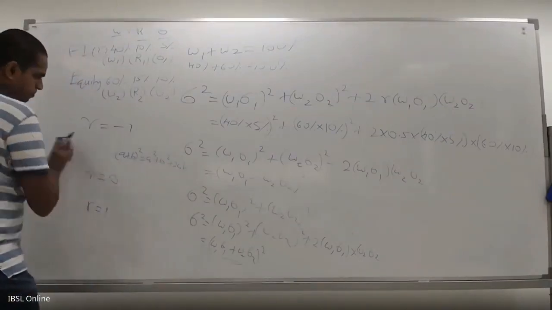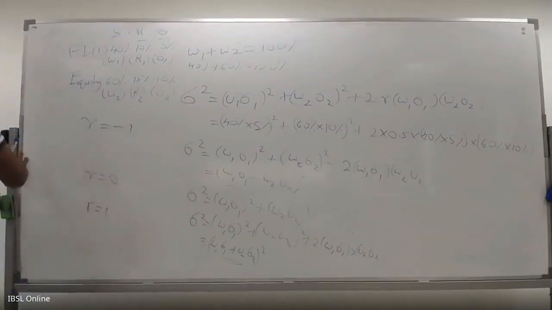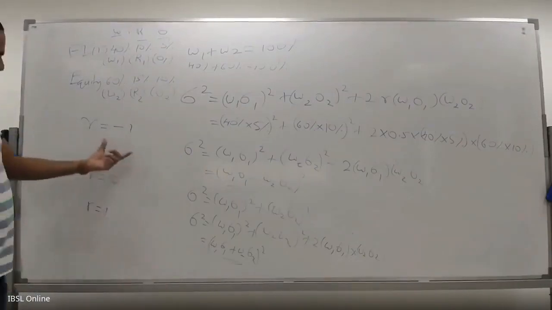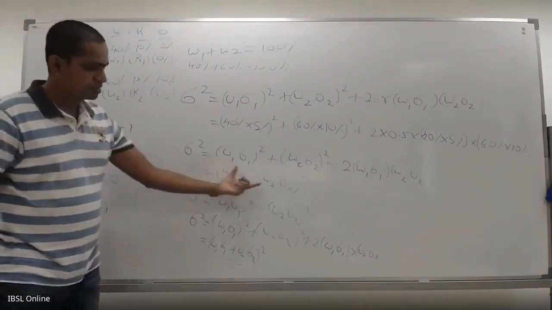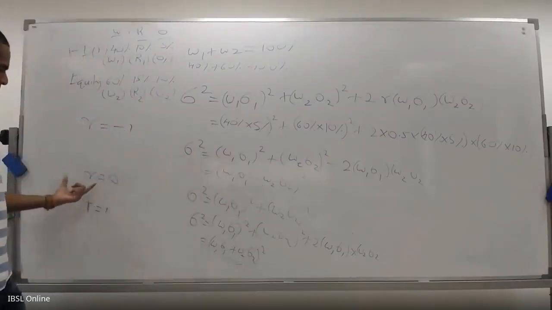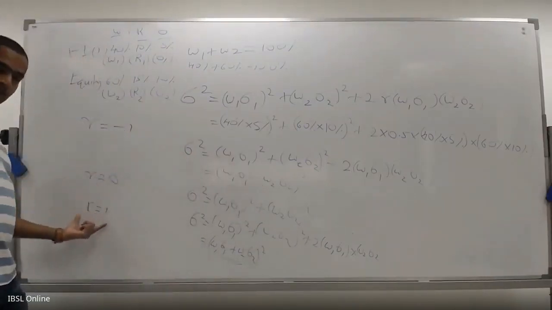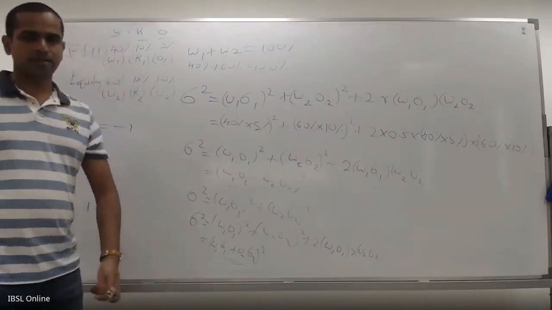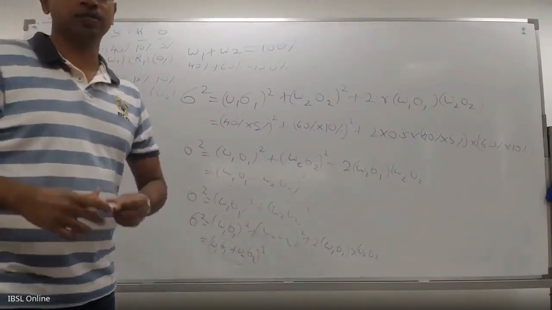Okay. Now, if you look at these three scenarios, your risk is lowest when the correlation is -1. When the correlation is +1, the risk is the highest. Okay. So that's how it works.